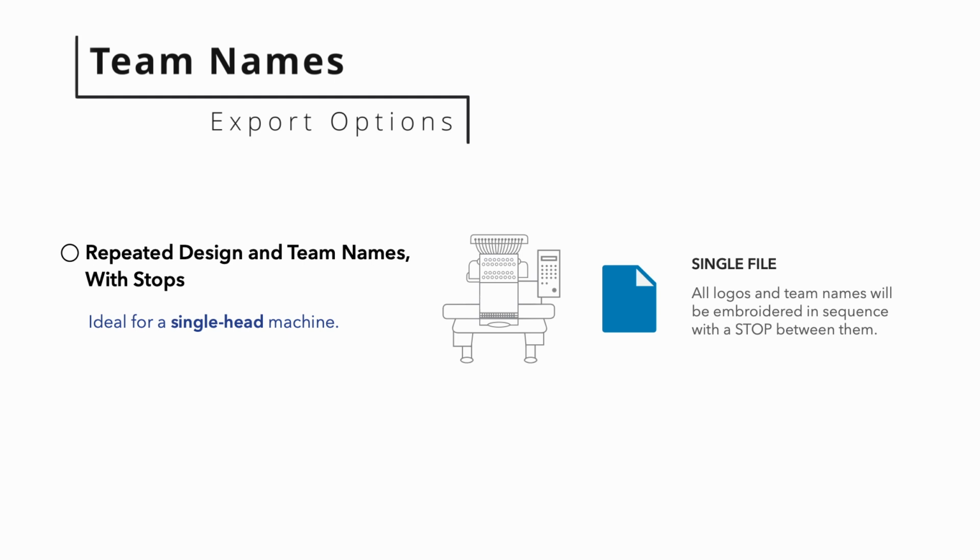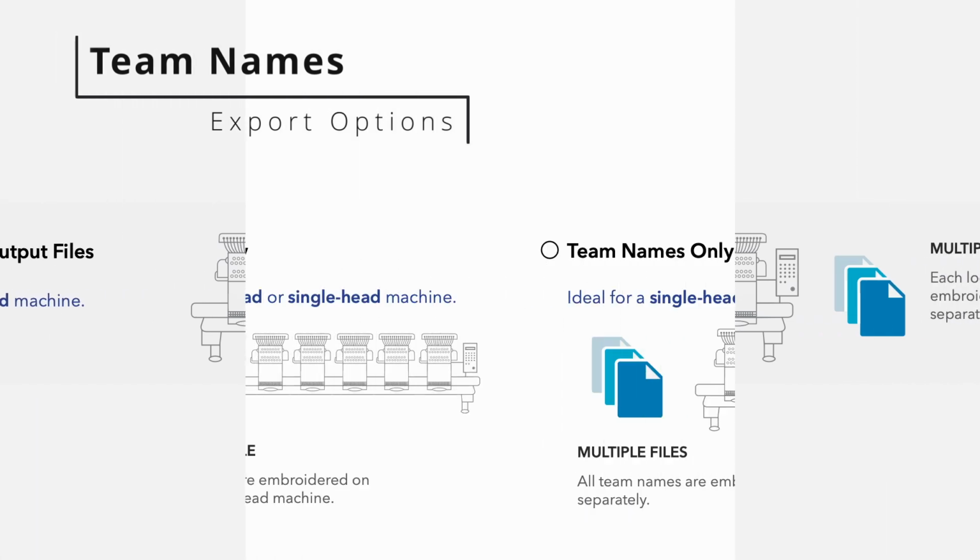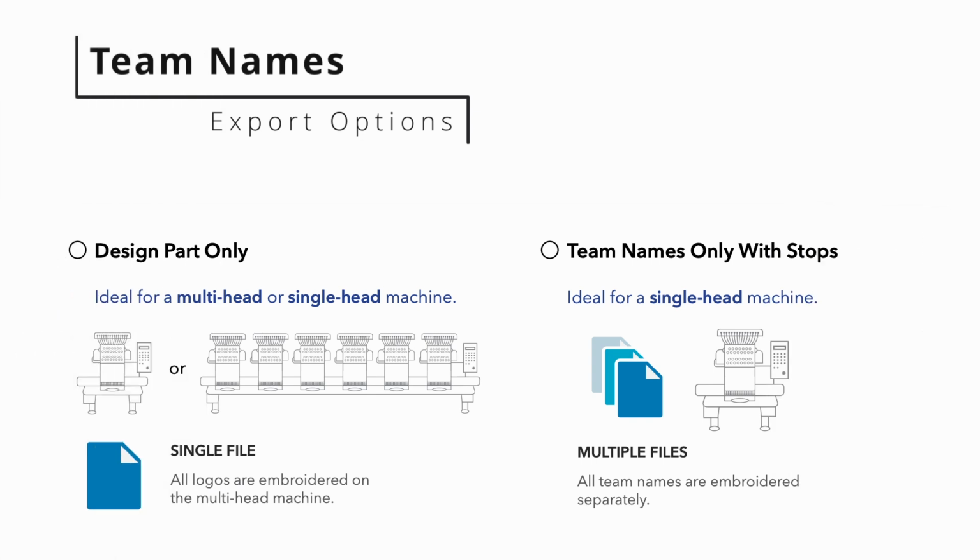Option 1, Team Names and Design with stops. Option 2, create multiple output files. Option 4, Design part only. Option 5, Team Names only with stops. For instructions on working with a single head, check the reference manual.